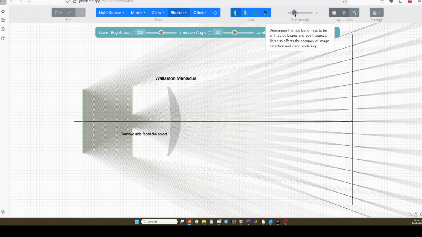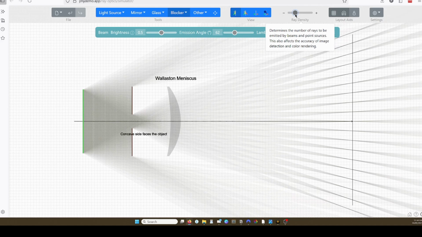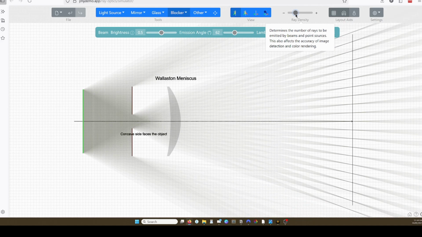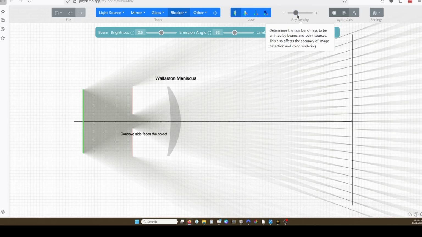Now, in 1839, the French lens maker Chevalier improved the Wollaston Meniscus by splitting it from one lens into two and making it an achromatic doublet. The two parts are cemented together, so it's a cemented doublet. This corrected it for chromatic aberration.